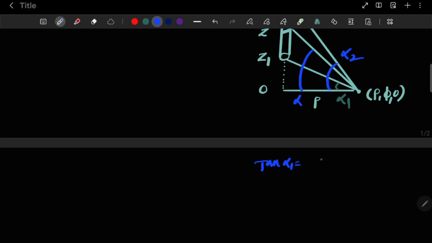Tan alpha 1 is opposite side in this particular right angle triangle. You have to observe, tan alpha 1 is defined here. So alpha 1 is this one. So the opposite side is this, the adjacent side is this. So the opposite side is z1 minus 0 by rho, that means simply z1 by rho. What about tan alpha 2?